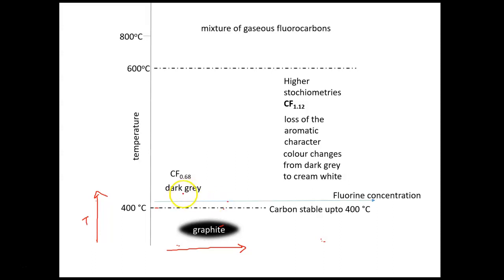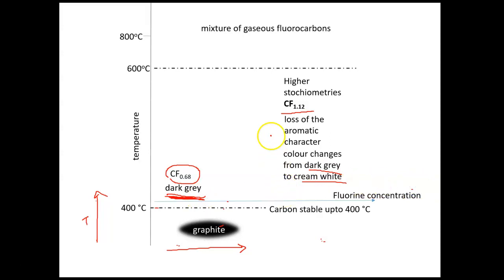At lower fluorine concentration it will react to give compounds corresponding to the CF0.68 ratio, which have a dark gray color. At lower fluorine concentration you will obviously get dark colored compounds because the fluorine content is lower and the aromatic character is higher. But if you increase the temperature or the fluorine concentration, you can see the color change from dark gray to cream white, and the highest stoichiometries will be obtained as you move from lower to higher fluorine concentrations.